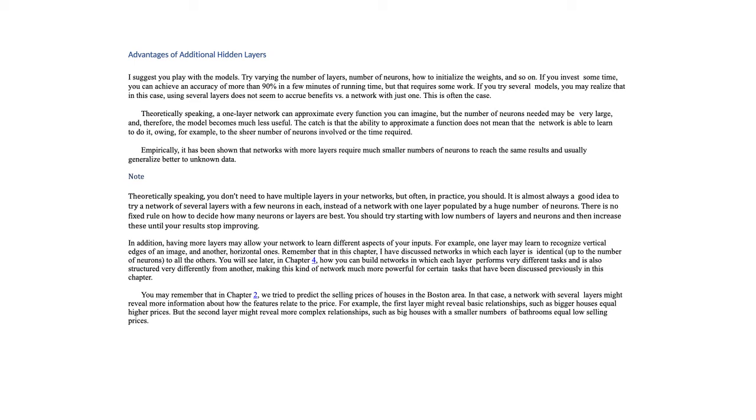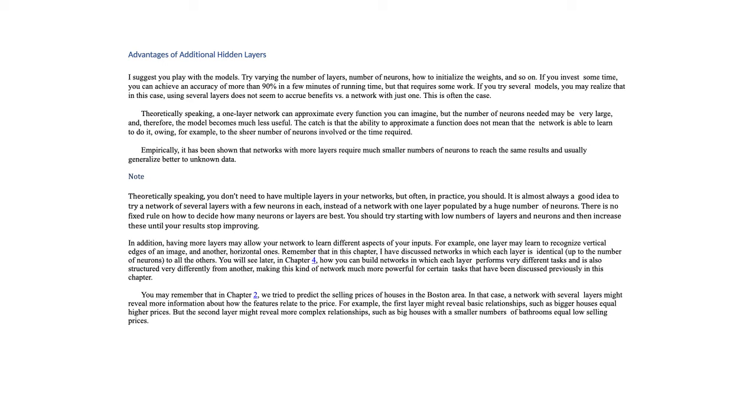If you try several models, you may realize that in this case, using several layers does not seem to accrue benefits versus a network with just one. This is often the case. Theoretically speaking, a one-layer network can approximate every function you can imagine, but the number of neurons needed may be very large, and, therefore, the model becomes much less useful. The catch is that the ability to approximate a function does not mean that the network is able to learn to do it, owing, for example, to the sheer number of neurons involved or the time required.